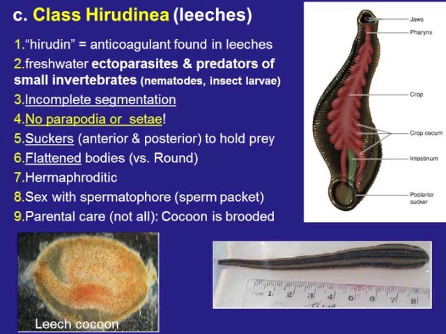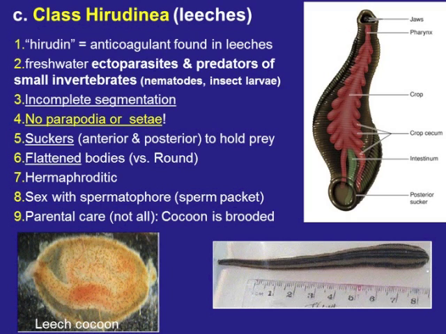It is using its posterior or anterior sucker to hitch a ride on you to get from one pond to the next. They have incomplete segmentation, unlike the oligochaetes discussed before, and they have no parapodia or setae. So remember that our polychaetes have parapodia and setae, our oligochaetes only have setae, and the hirudins do not have either. They have suckers, mentioned before, the anterior and posterior, to hold on to prey. They have flattened bodies versus the round oligochaetes.